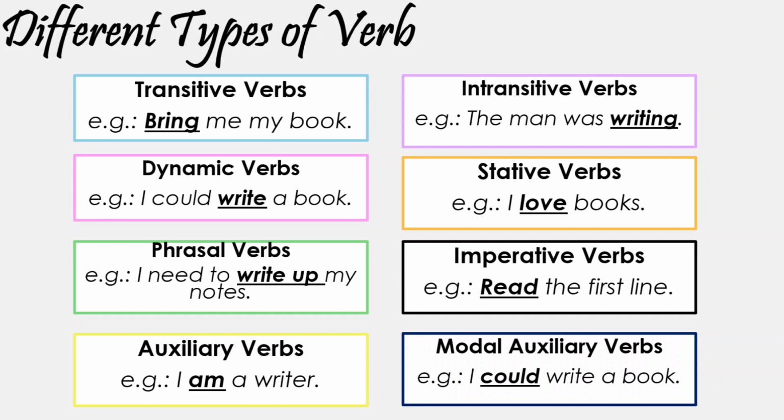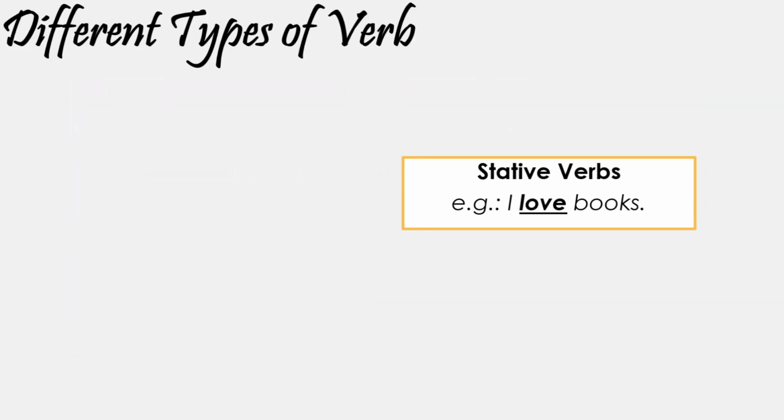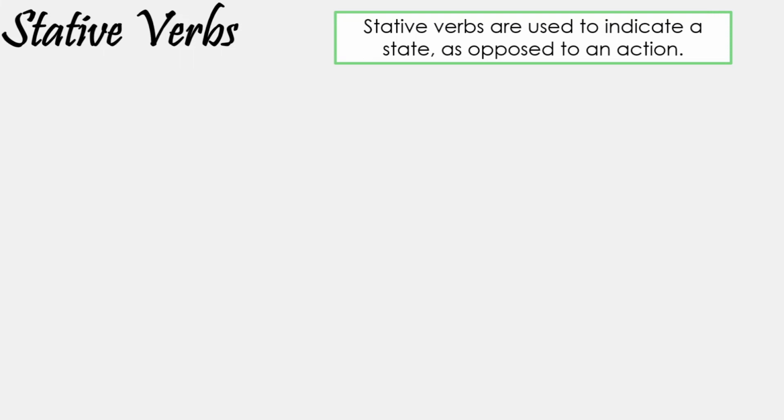And there are lots of different types of verbs, some of which are listed here, some of which aren't. Today we're just going to focus on one of these types of verbs. Today's type of verb is called stative verbs. These are used to indicate a state as opposed to an action, hence the name stative verbs. So whilst dynamic verbs focus on movement, stative verbs don't involve any movement at all.